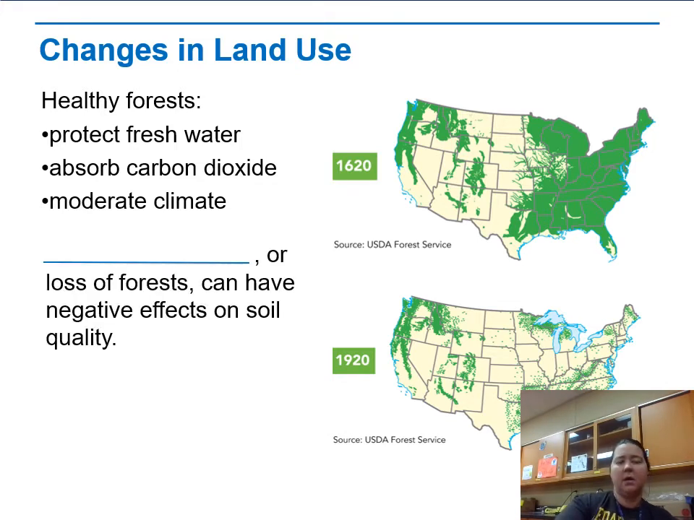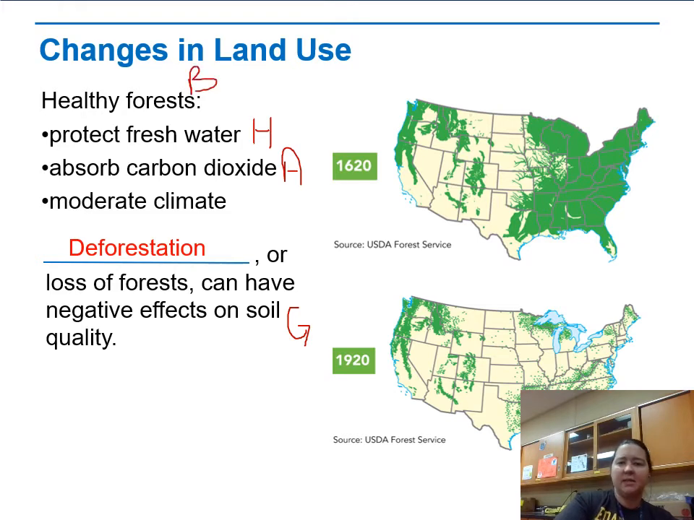Okay. So a loss of forests can have a negative effect on soil quality. Deforestation is just talking about the loss of forests. If you look at this, fresh water, that's the hydrosphere. Carbon dioxide, that is the atmosphere. Soil, that is the geosphere. And trees are forests, so that is the biosphere.